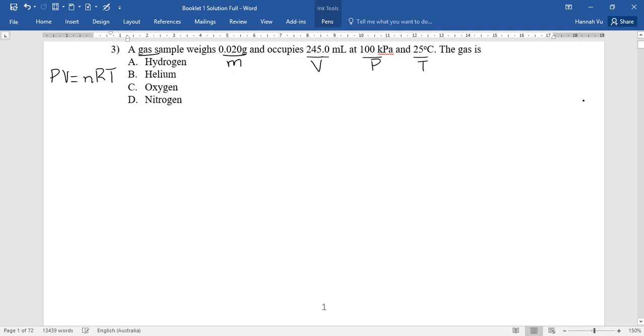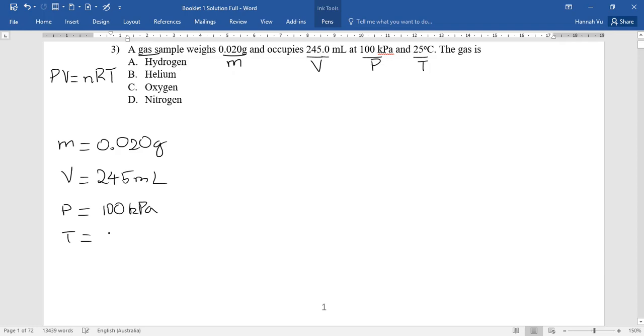So I think once again, I am going to summarize the information. I think I have underlined all the key terms. We have mass of the gas being 0.020 grams. We have volume, which is 245 milliliter. Pressure of 100 kilopascal and temperature of 25 Celsius degree. The question asks you to identify the gas. So we're looking at identity of a substance. Now the fact that this is a multiple choice question is also very helpful because otherwise you might have to do a little bit of guesswork.